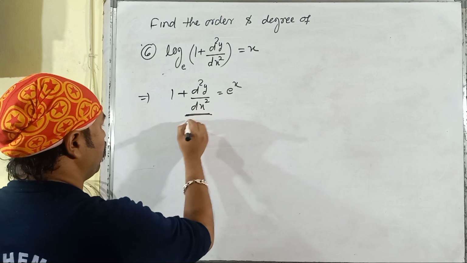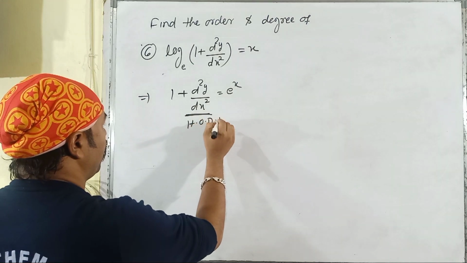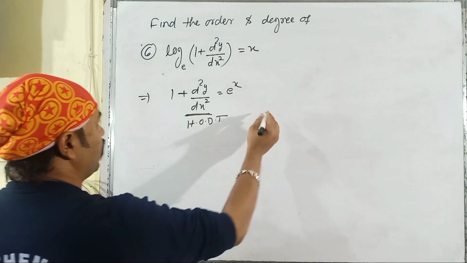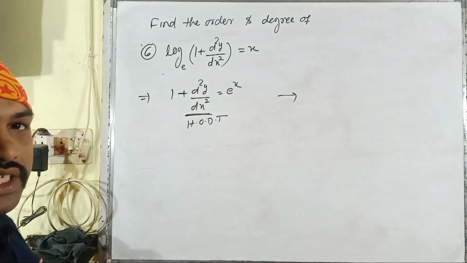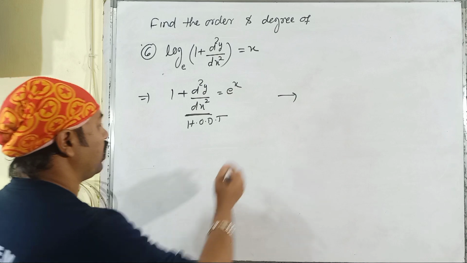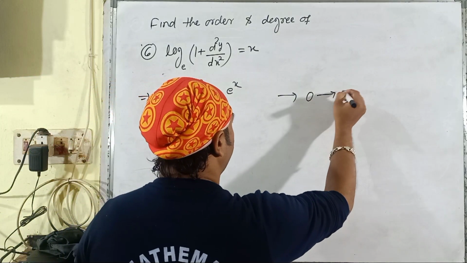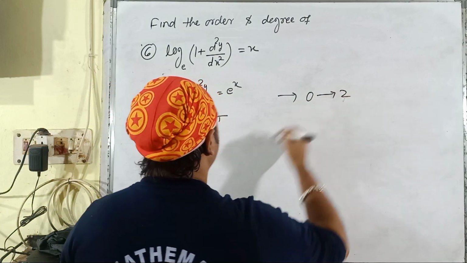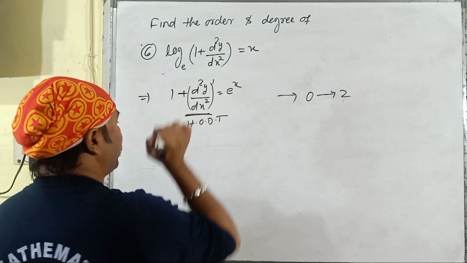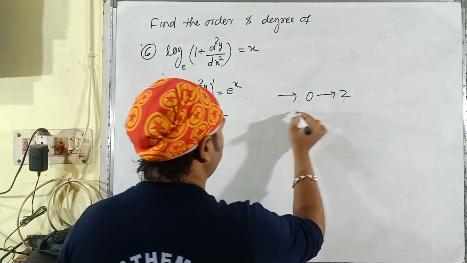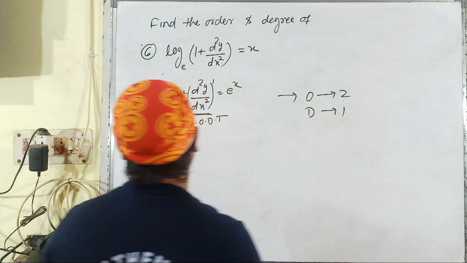That means this is the highest order derivative term. And here you can see that the dependent variable y has been differentiated 2 times with respect to the independent variable x. That means order is equal to 2. It has been differentiated 2 times. And the degree of the highest order derivative term is 1. So degree is equal to 1.